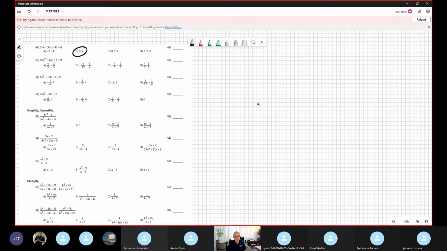Let me try the next. The next looks horrible. 15 y squared plus 22 y plus 8 equals 0. Wow. It's horrible, yes. Okay. Obviously we have no GCF. So GCF is 1, useless. Cannot do anything. It's important in this case. So definitely, this is a complicated trinomial.